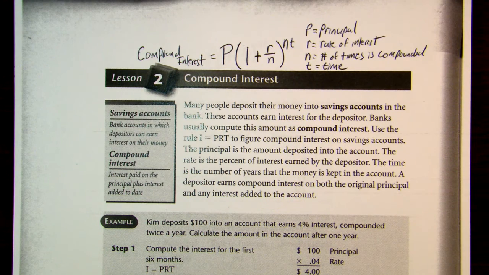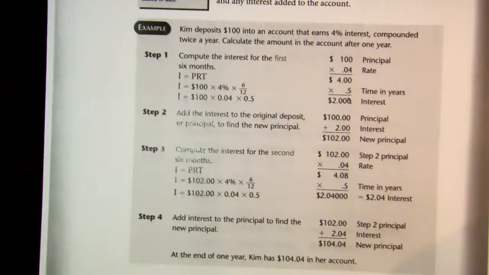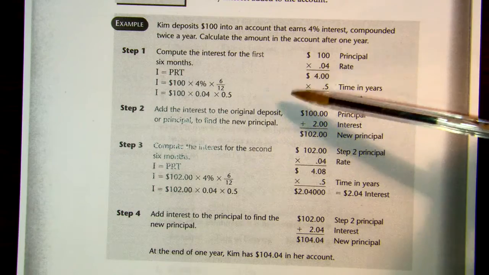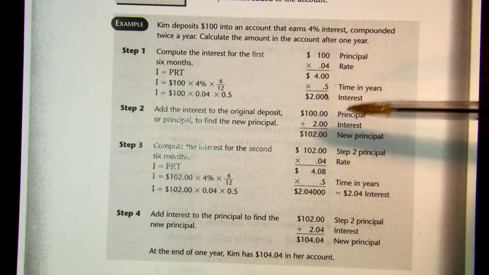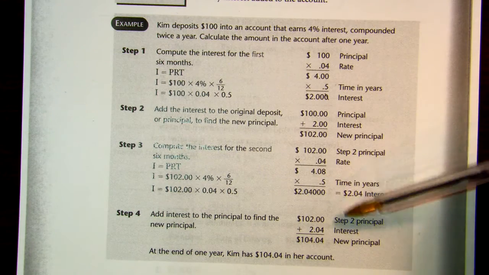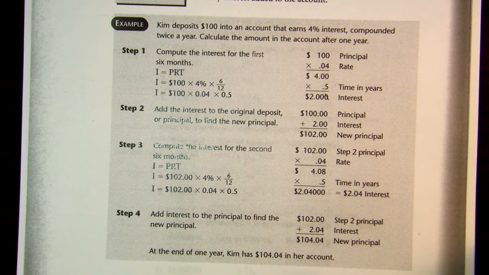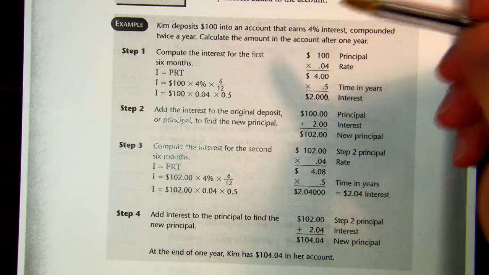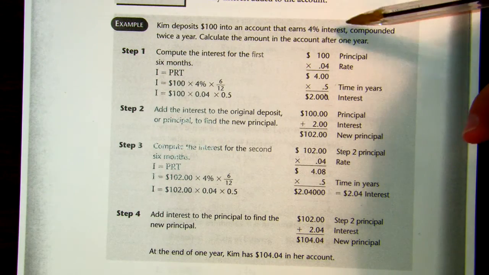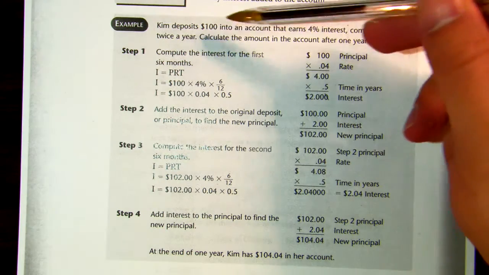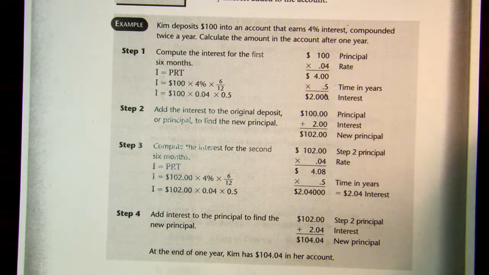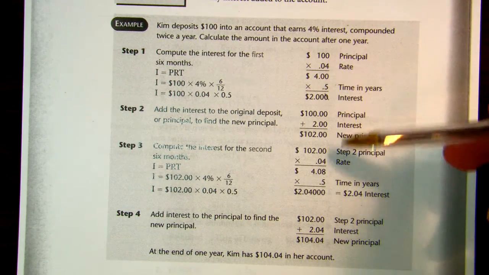So let's look at the example they give us. Here's the example, and you can see the way they do it is they use the simple interest formula. They get an answer, they add it on, and then they do it again because it's being compounded twice a year. So the example says Kim deposits $100 into an account that earns 4% interest, compounded twice a year. Calculate the amount in the account after 1 year. So that's the way that they do it.